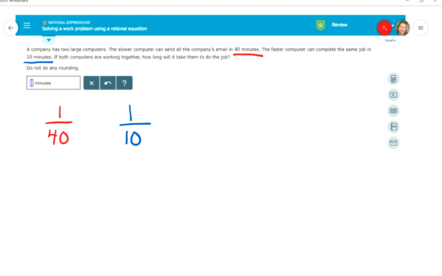Now, if they work together, obviously they're going to get it done a lot faster. So I would expect my answer to be less than 10 minutes, and that's what we're looking for. But again, it has to be in terms of the rate at which it works. So it's going to be 1 out of x minutes. This is what I'm looking for.